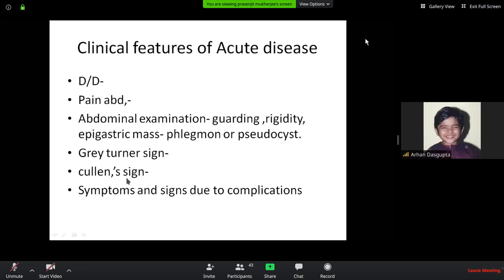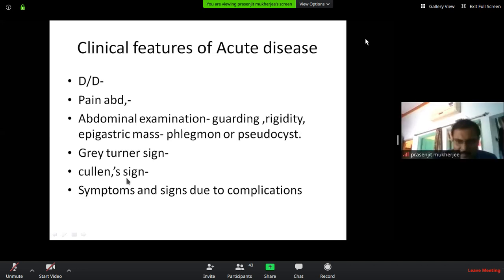And we may find a phlegmon, which is actually inflammation resulting in an edematous mass of the head of the pancreas. My point: huge edema and intrapancreatic fluid collection result in enlargement of the head, and you may perceive the head as a phlegmon. Understood?